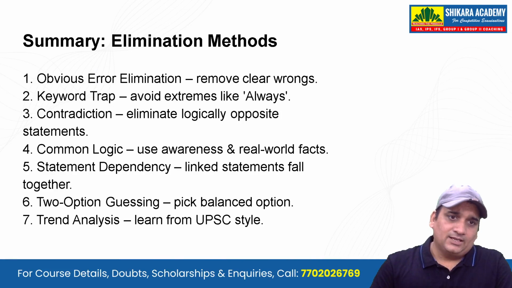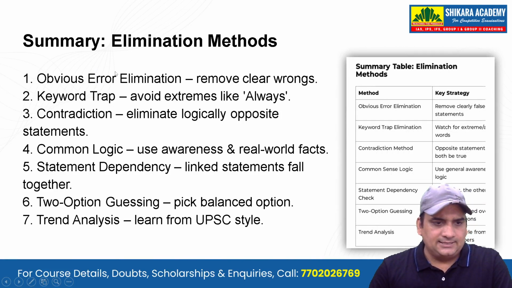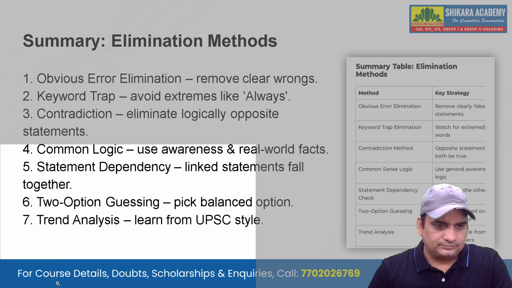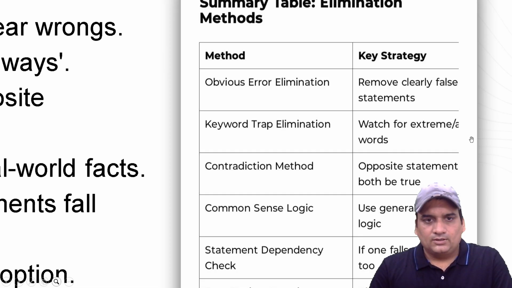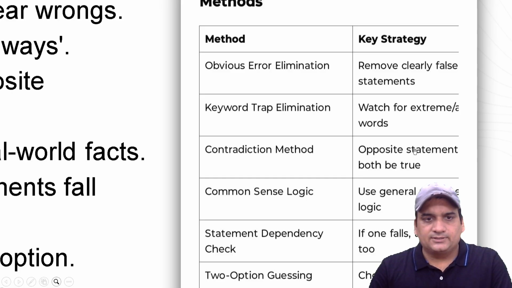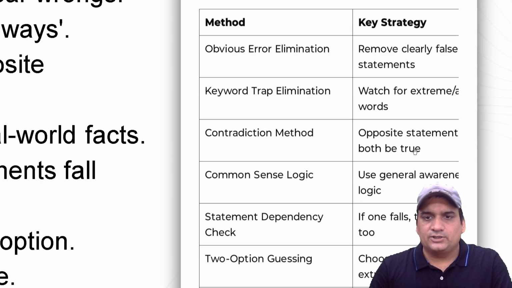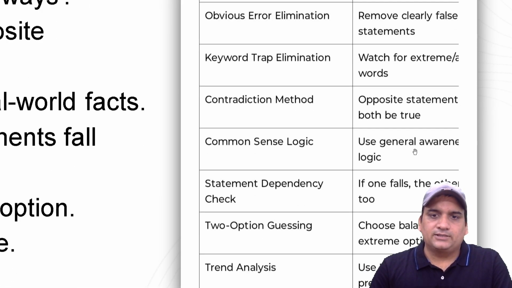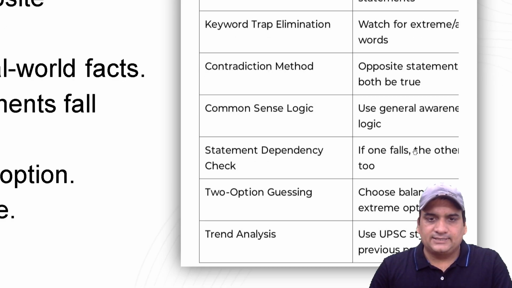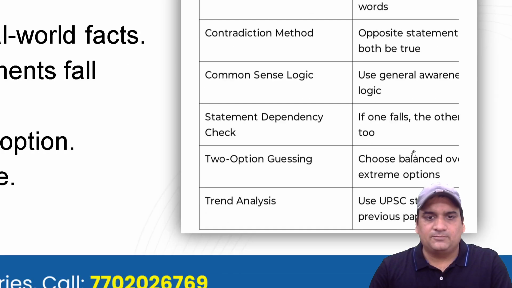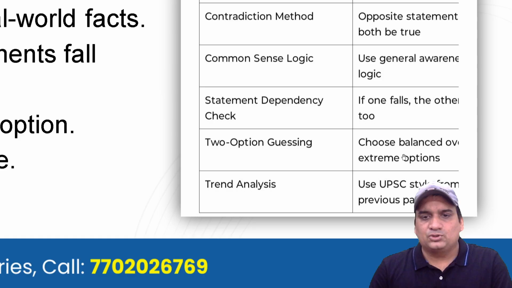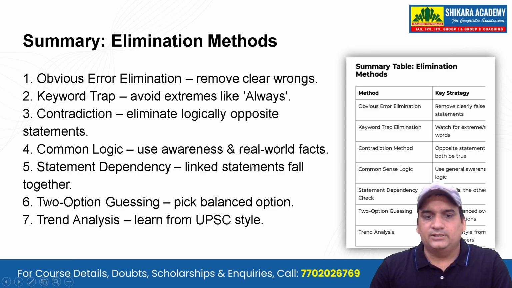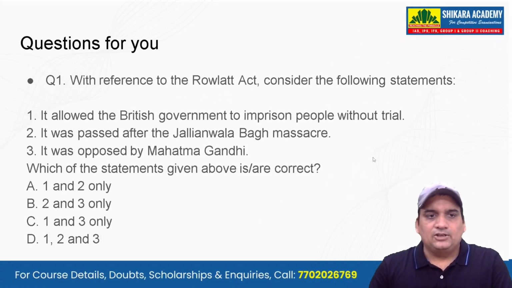Let's see. So what was the summary, guys? I'll just zoom it for you. Okay, so obvious error elimination, remove clearly false statements. Then keyword trap elimination, where you should watch for extreme words. Contradiction method, opposite statements cannot both be true. Common sense logic, use general awareness logic. Statement dependency, if one fails the other fails too. Option guessing, choose balanced over extreme options. Trend analysis, that is for the UPSC previous year questions. Okay, now let's see a few of the questions.